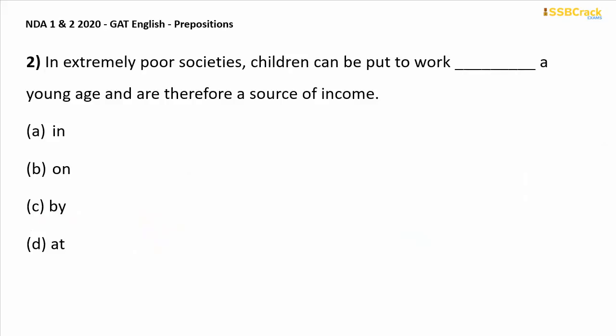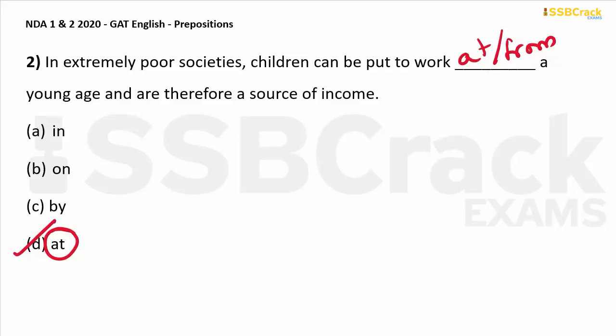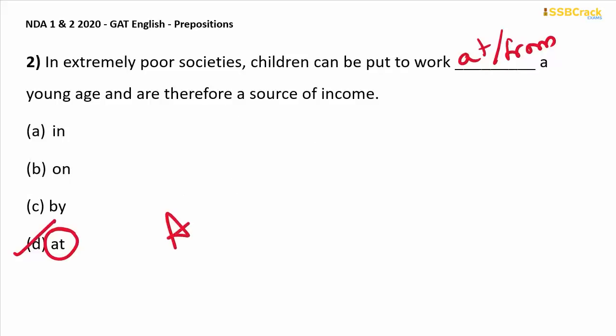In extremely poor societies, children can be put to work dash a young age and are therefore a source of income. So here, when something has to be done with the age, then you use either at or from. The preposition from is not there in the options, but obviously you have the preposition at here. So this will be your appropriate preposition to use. Work at a young age. Young age or any kind of age is preceded by the preposition at or from. So therefore here your answer is option D.